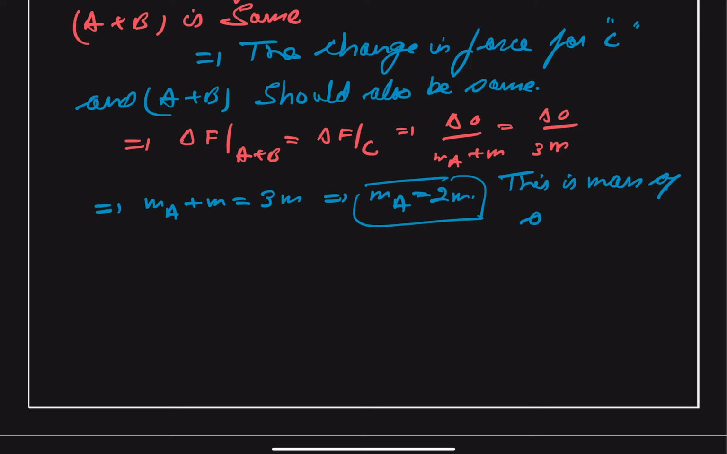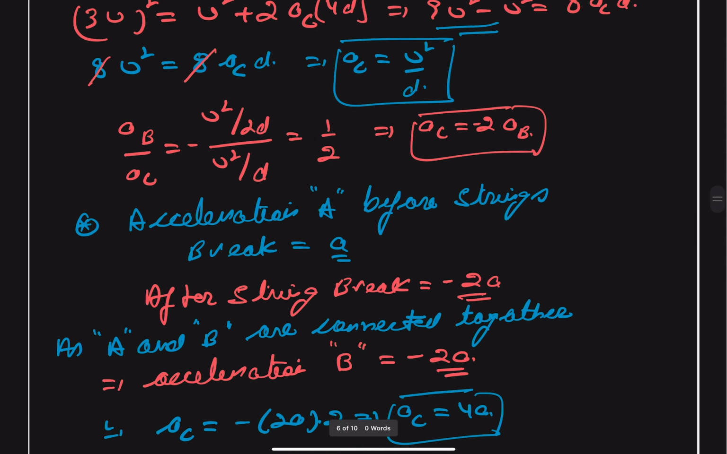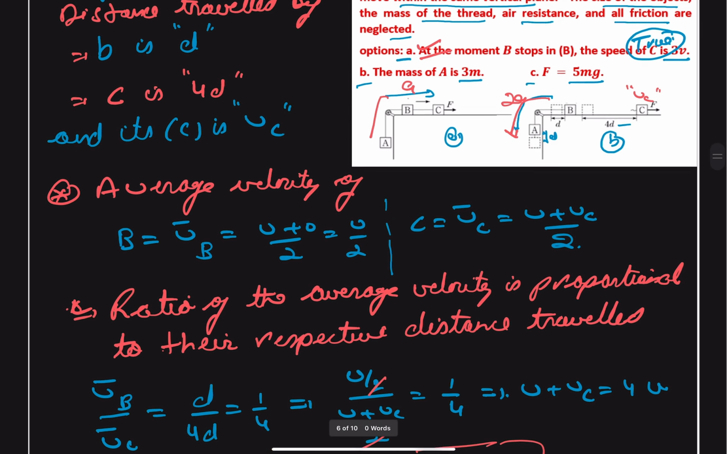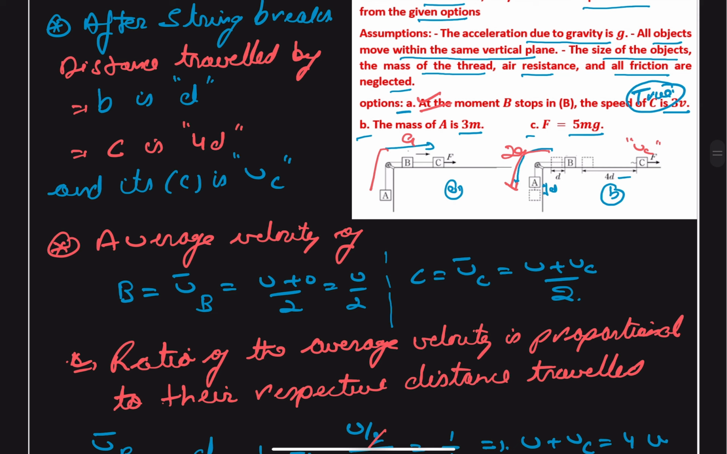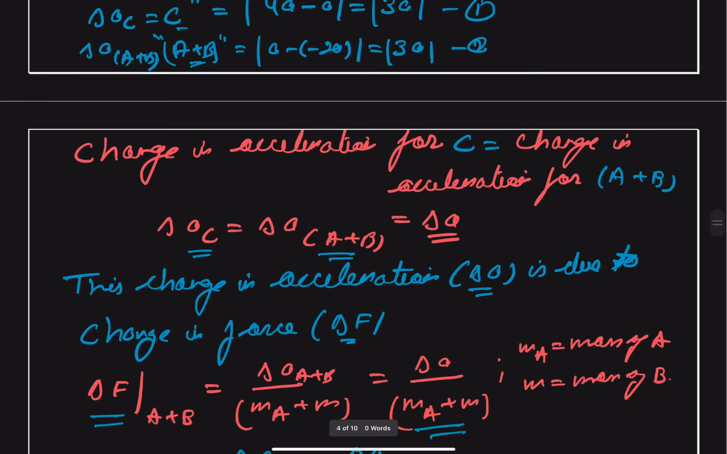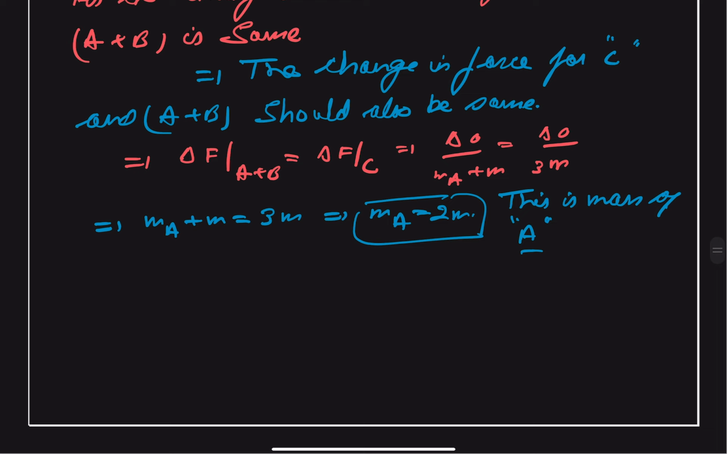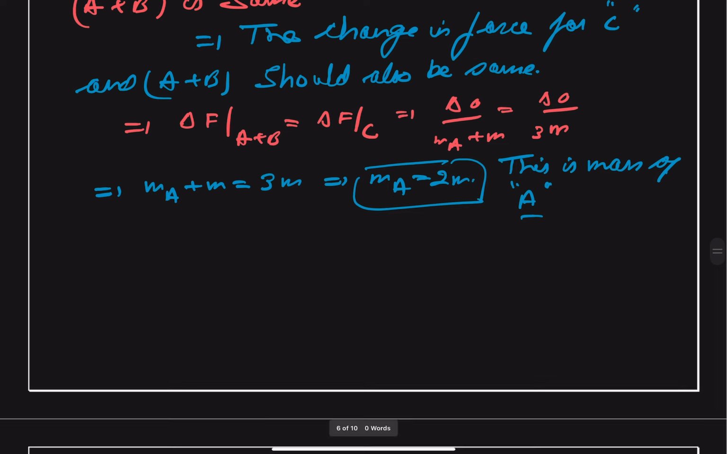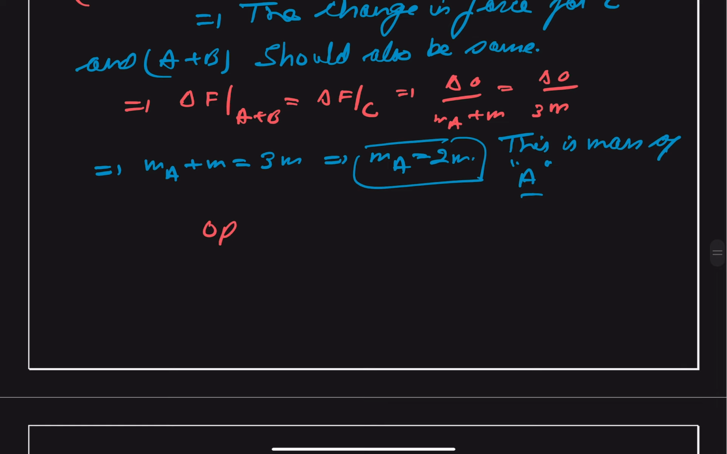So the options that are given to us, the option states that mass of A is 3m, so this is false. So option B is false. And let us find out value of force now.